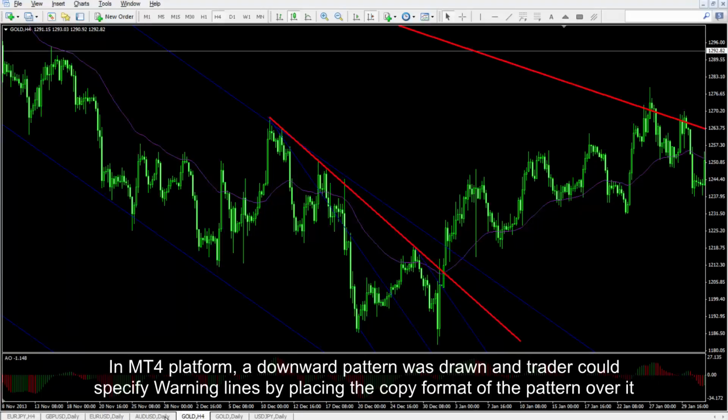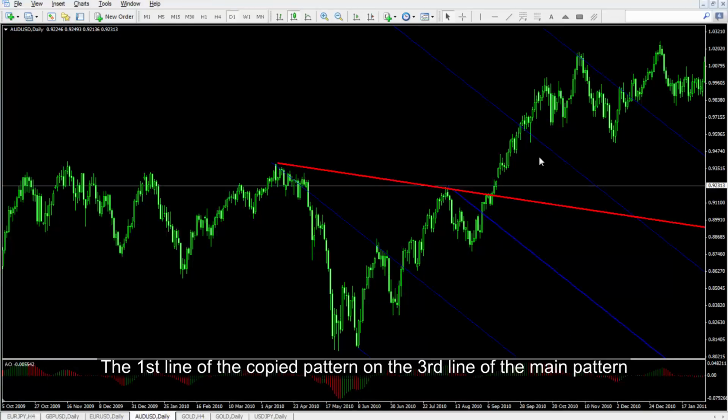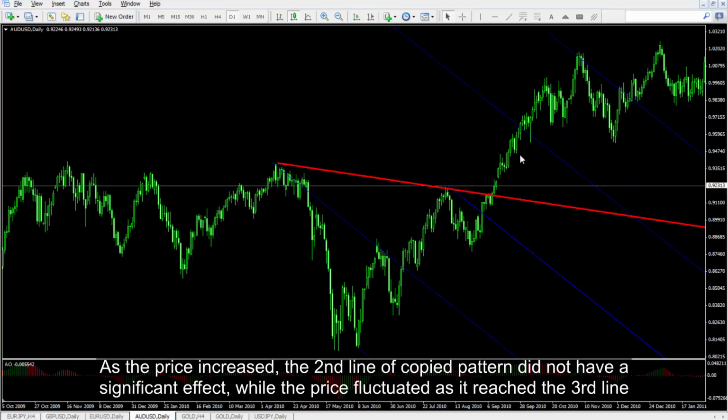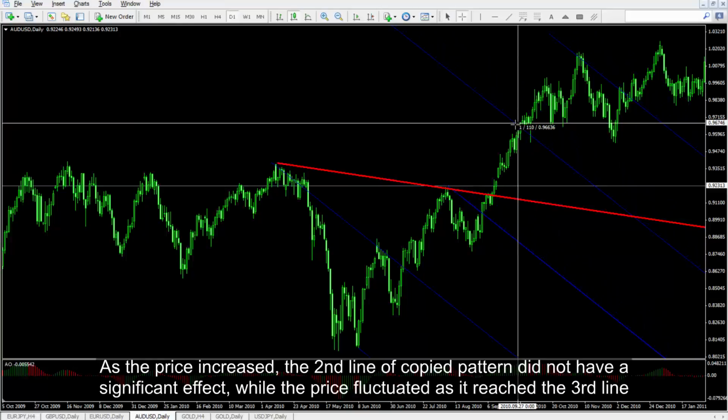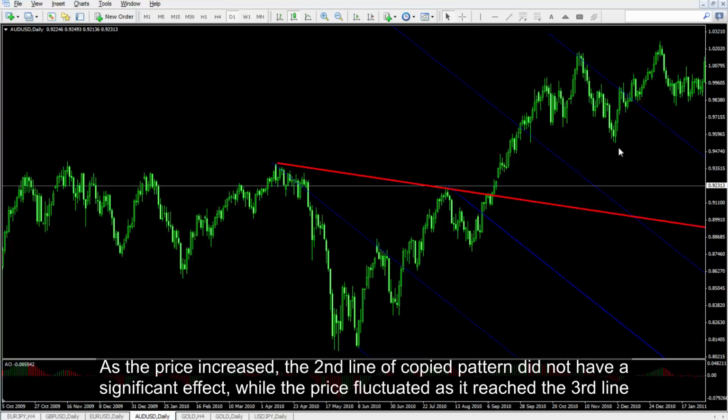In the MetaTrader 4 platform, a downward pattern was drawn and a trader could specify warning lines by placing the copy format of the pattern over it. The first line of the copy pattern on the third line of the main pattern. As the price increased, the second line of the copy pattern did not have a significant effect, while the price fluctuated as it reached the third line.